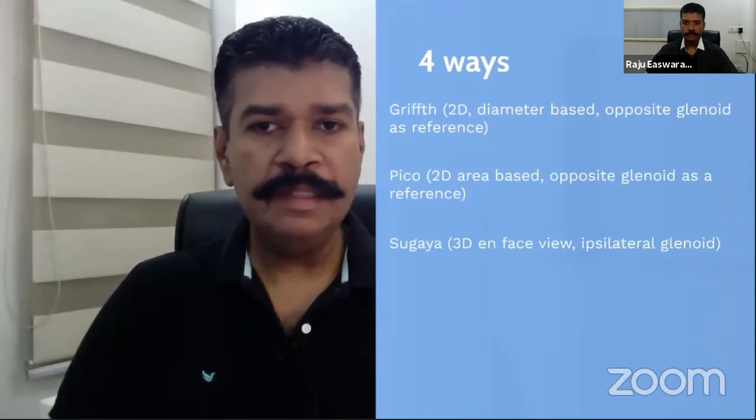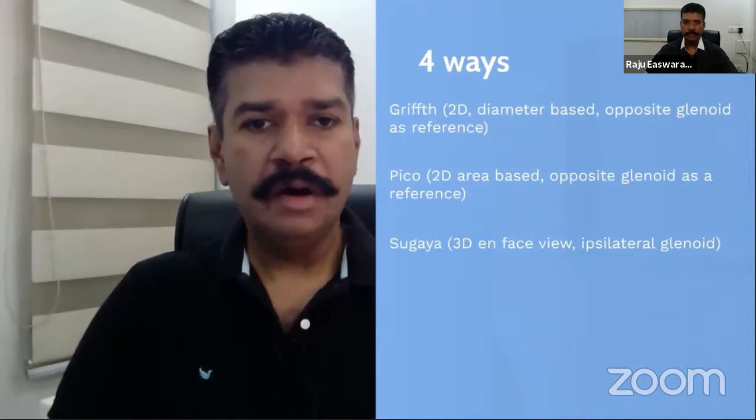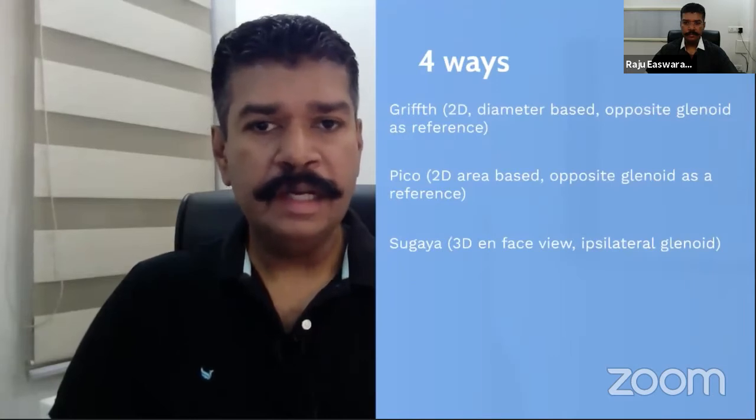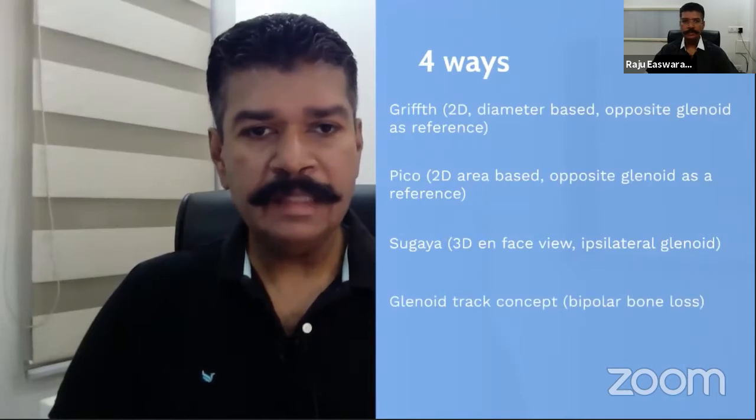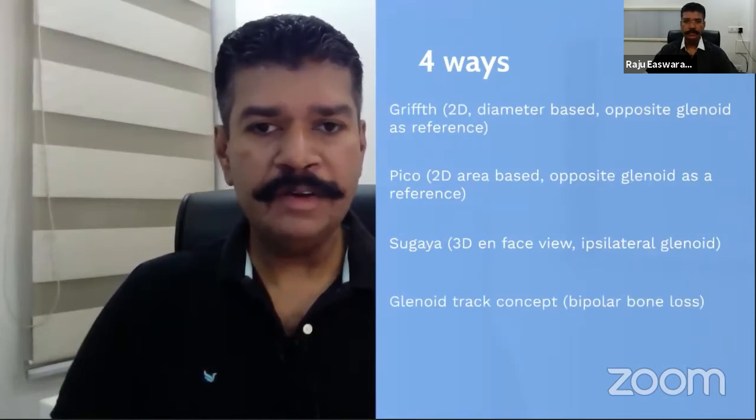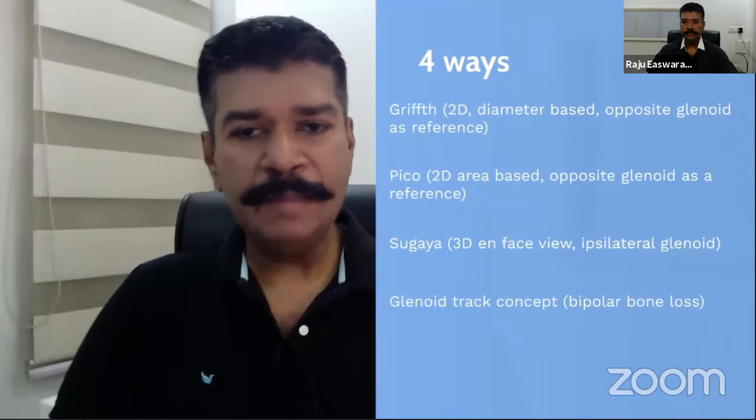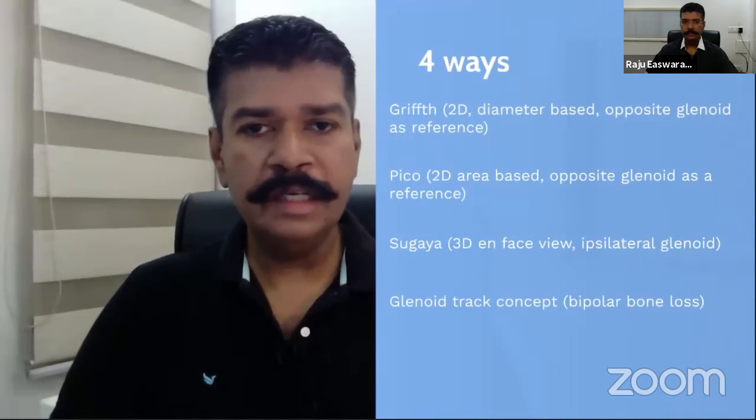The well-known Sugaya method, which is done on a 3D en-face view of the glenoid, only needs the ipsilateral glenoid for you to assess. And then there is the newer concept of the glenoid track, which references a bipolar bone loss both at the glenoid and at the humeral head. So let us look through an example of how these methods look in real life.